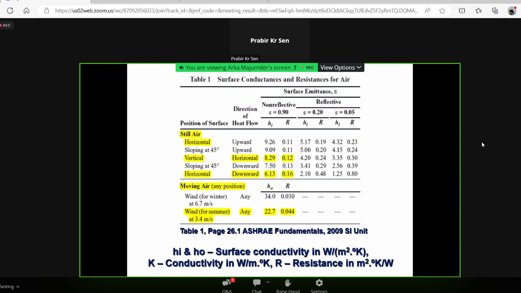Similarly, for outside air, they have considered two wind velocities. One is a little windy condition, 6.7 meter per second. Another is a little less windy condition, 3.4 meter per second. So I have considered 3.4 meter per second outside wind velocity. There, the R value for the outside air film is 0.04. So I have taken that. I have also given the reference, page number 26.1, ISHRAE Fundamentals. This is a little old, 2009 edition, but I think this has not changed over the years.